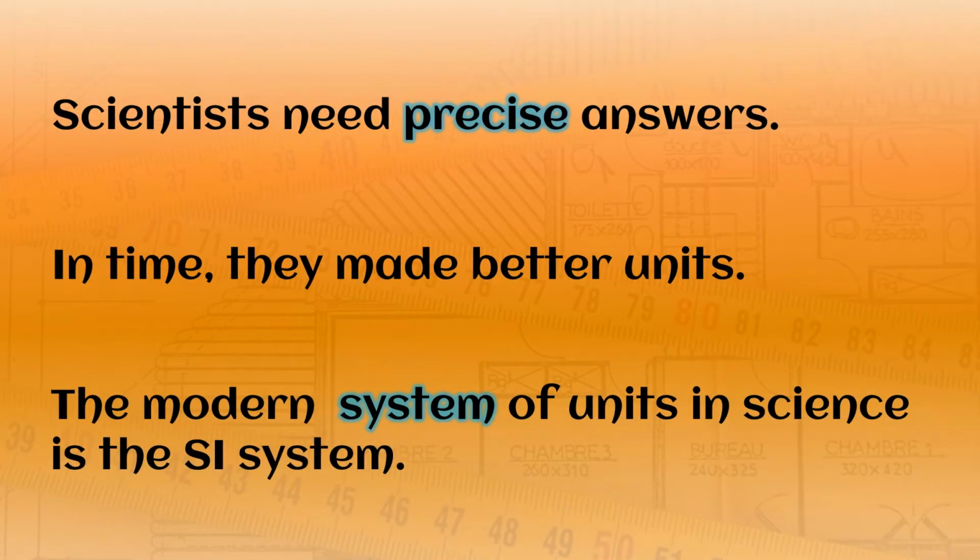What we know about science today means that scientists need precise answers. They need to be very exact in their numbers. And so, over time, we have made better and better units. The modern system of units that we use in science is the SI system of units.